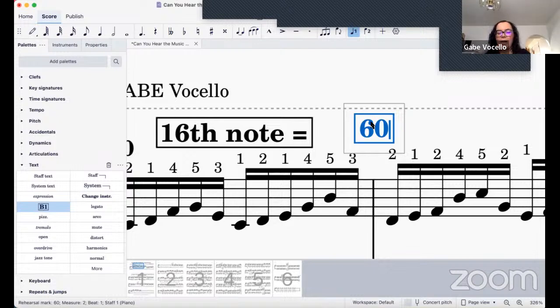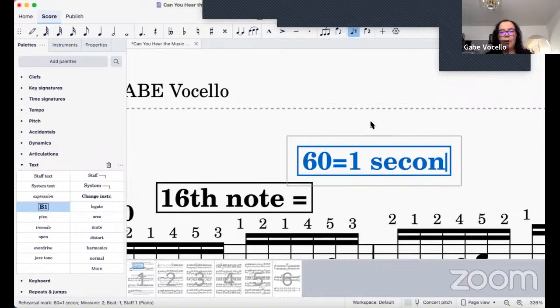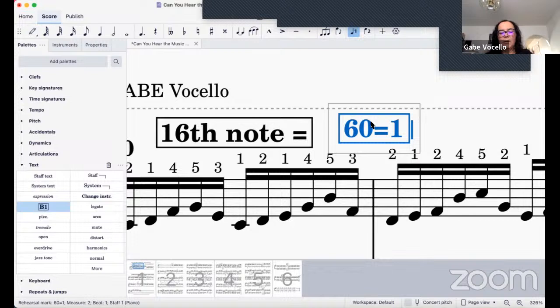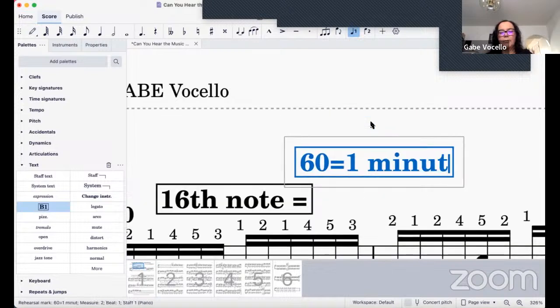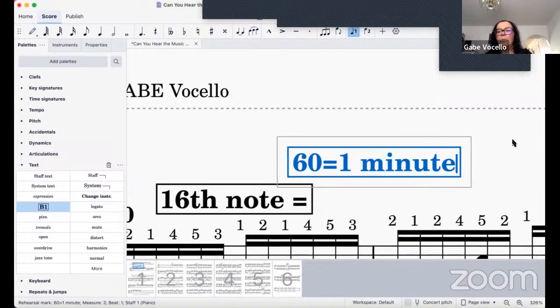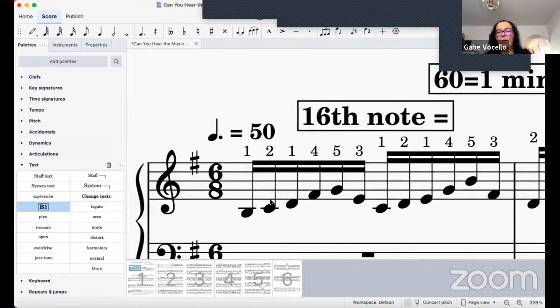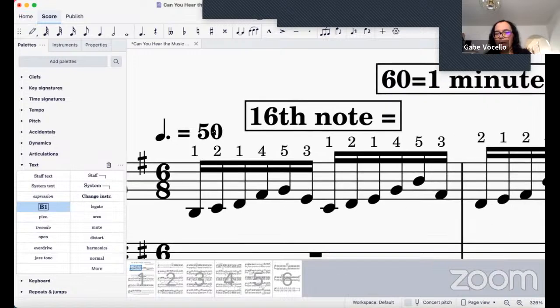So 60 is 1 second or 1 minute. So in music, it's no different. How do you calculate the value of this measure or the first 4 measures? Because the BPM is 50.